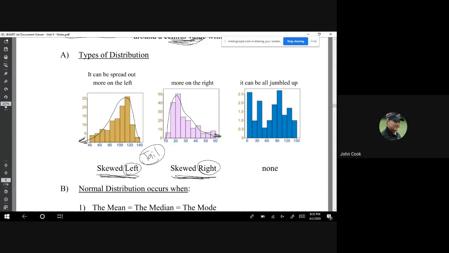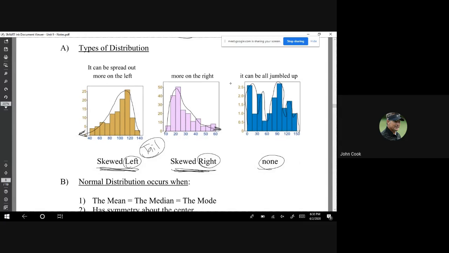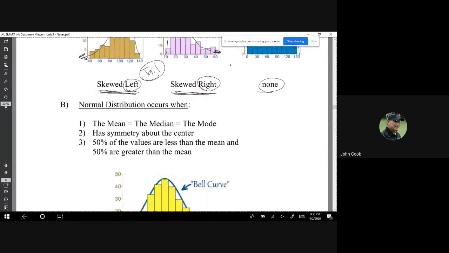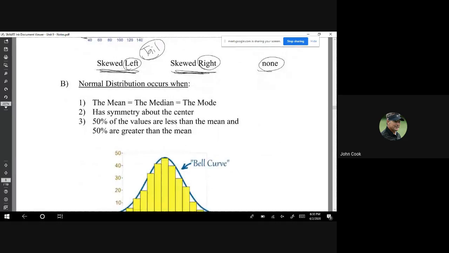All right, and then this one's all jumbled up. This one's crazy. Look at this distribution. It kind of looks like a hand that you used to draw when you were in first grade, right? Not great, and a lot of ups and downs. So we say that this doesn't really have any specific bias left to right, and there's no real defined distribution there. So this is why normal distributions are really cool.